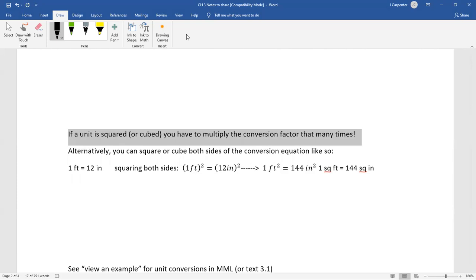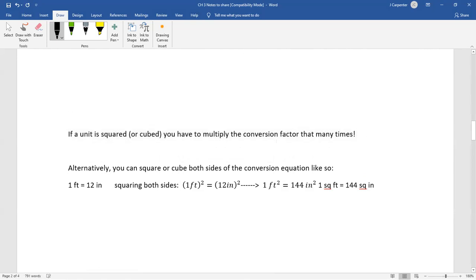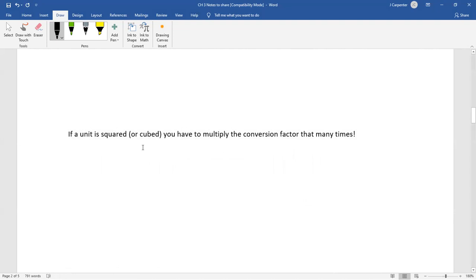Converting squared or cubic units from one type of thing to another, like square feet to square inches, or cubic meters to cubic miles even. If you are dealing with squared units, you have to multiply a conversion factor twice. If you're dealing with cubed units, you have to multiply by the conversion factor 3 times. Here is why. Worry about the alternative later.